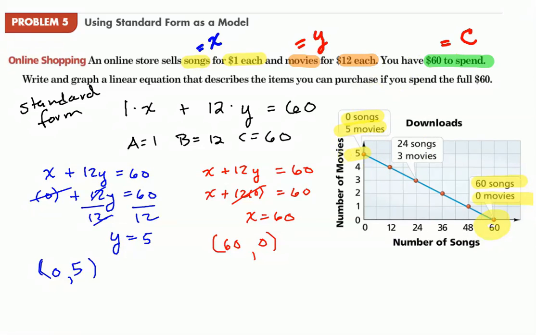Now, anything in between those 2 points, any of these points in between, those are combinations of songs and movies that you can buy. So here, where I highlight in green, you can purchase 24 songs and 3 movies. So the graph tells you what you can purchase and still be within $60. So the $60 is keeping you within that range. Anywhere on this line, you're spending no more than $60.